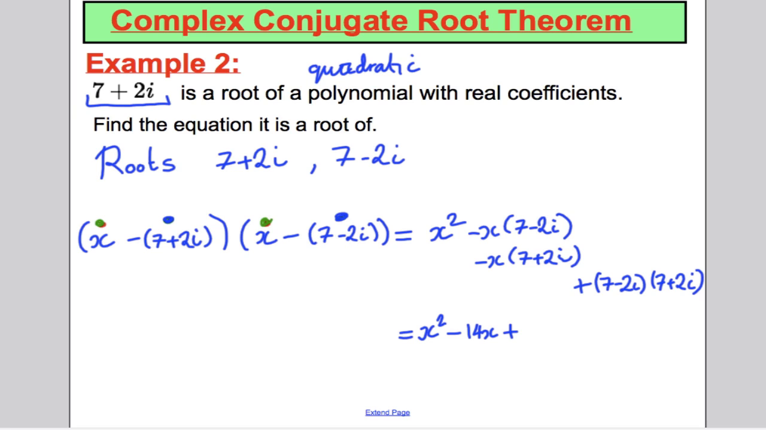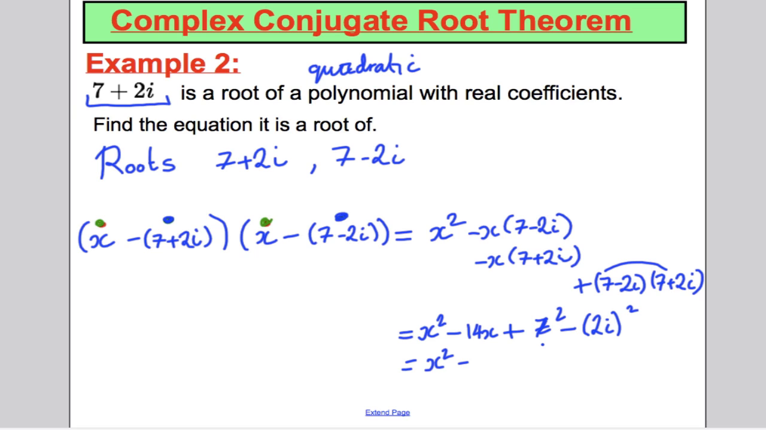And this times this here is the difference of two squares. 7 minus 2i, sorry, times 7 plus 2i. So it's going to work the way difference of two squares works. I would get 7 squared, and then I would get subtract 2i squared. Okay? And then what we're going to do is combine everything.